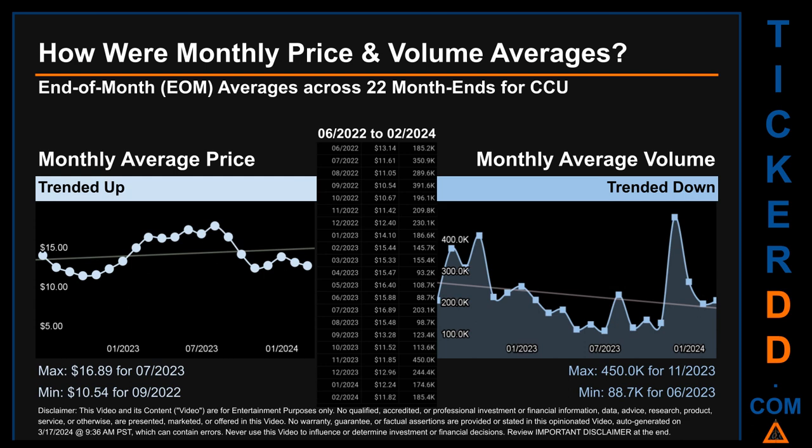The maximum end of month average price was $16.89 for 07/2023, while the minimum was $10.54 for 09/2022. Looking at volume, 11/2023 and 06/2023 respectively saw the highest and lowest monthly average volume at 450,000 and 88.7 thousand.